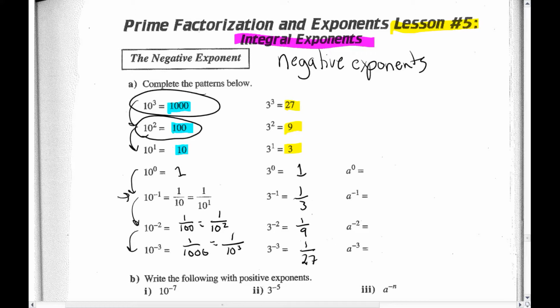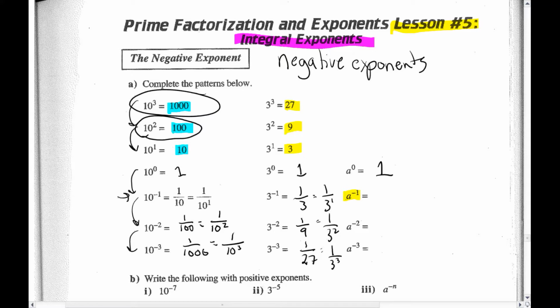We can rewrite these as 1 over 3 to the power of 1, 1 over 3 to the power of 2, because 9 is equal to 3 to the power of positive 2, and 1 over 3 to the power of positive 3. So what we're starting to notice, hopefully, is that a to the power of 0 is 1. So what happens when we have a to the power of a negative exponent?